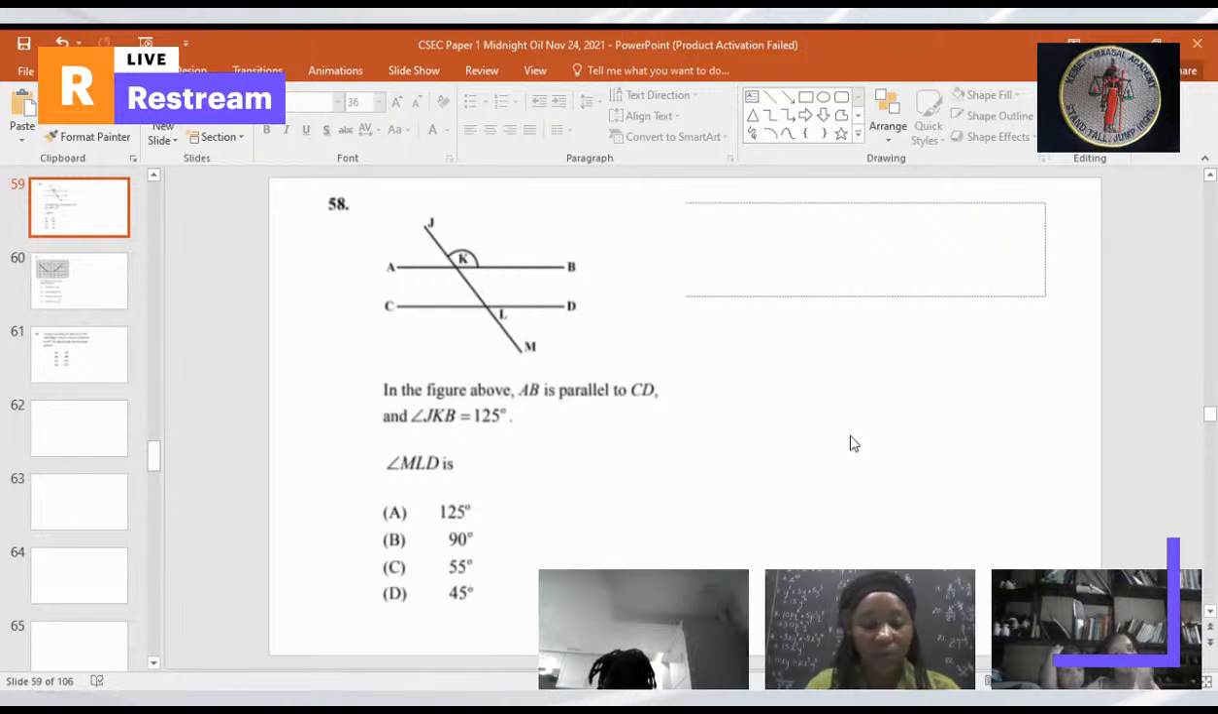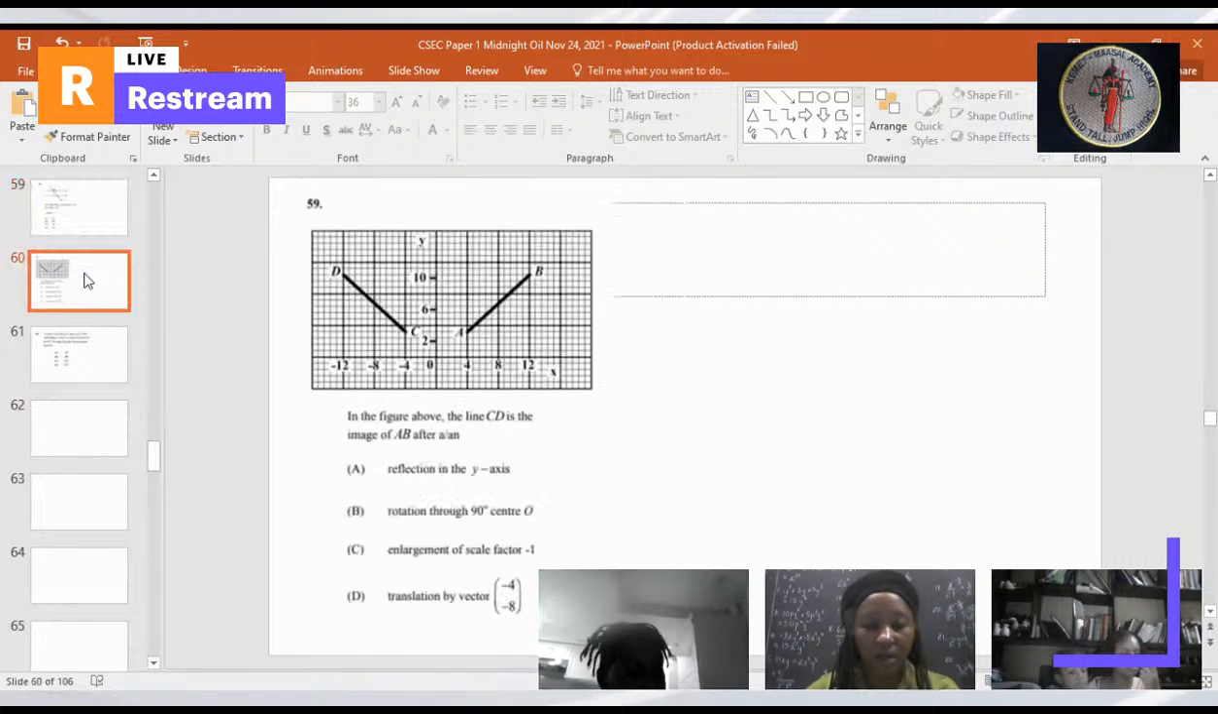Miss, K and L would be supplementary then. Supplementary angles, miss. 55 degrees. Say that again, Imani. The supplementary angles are 55 degrees. They add up to 180 degrees. Correct. So the two of them would add to give 180. So we take 125 from 180, which was 55. All right, this was correct.